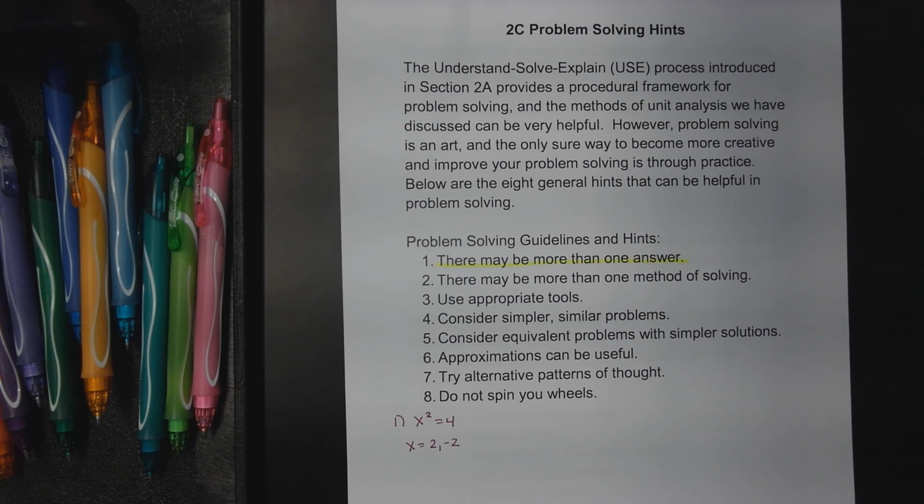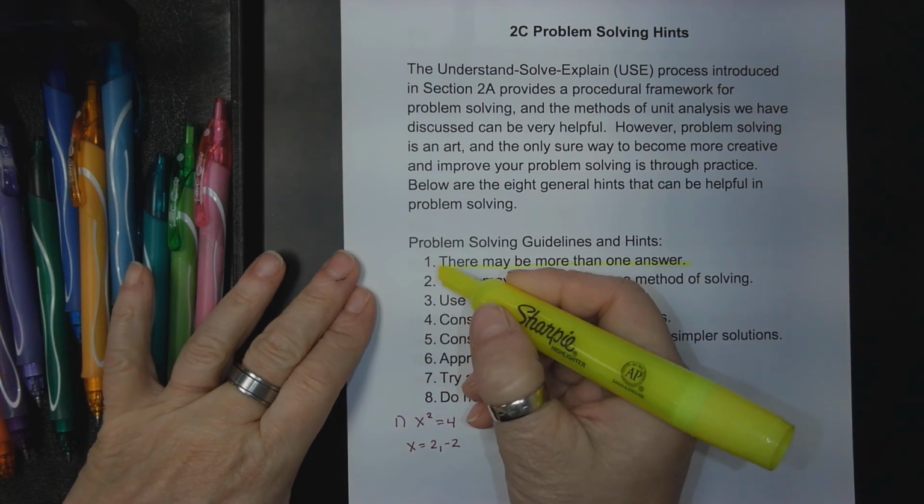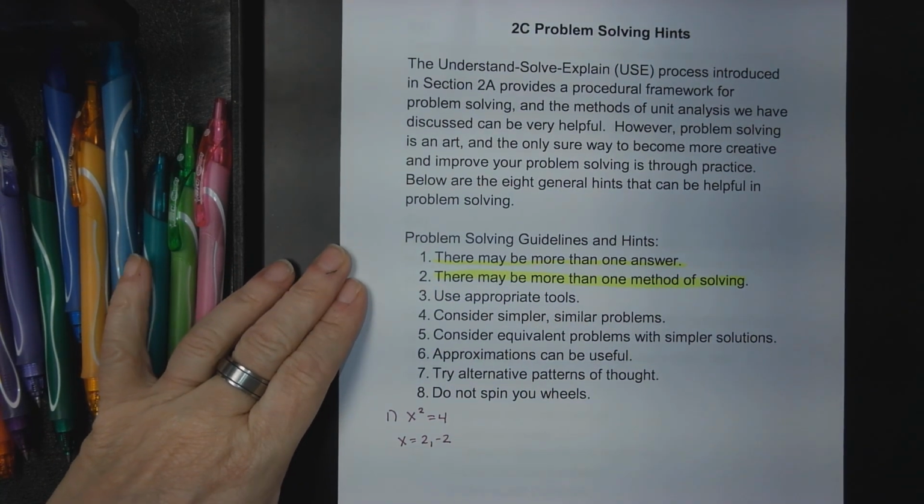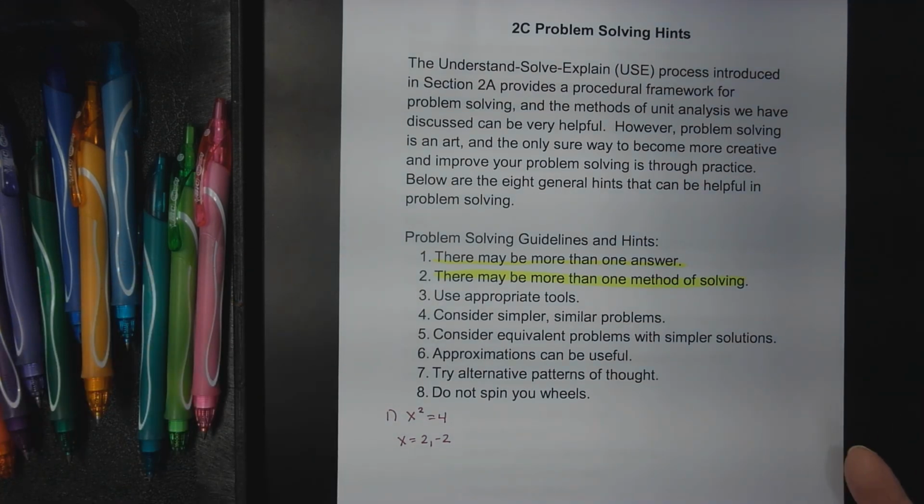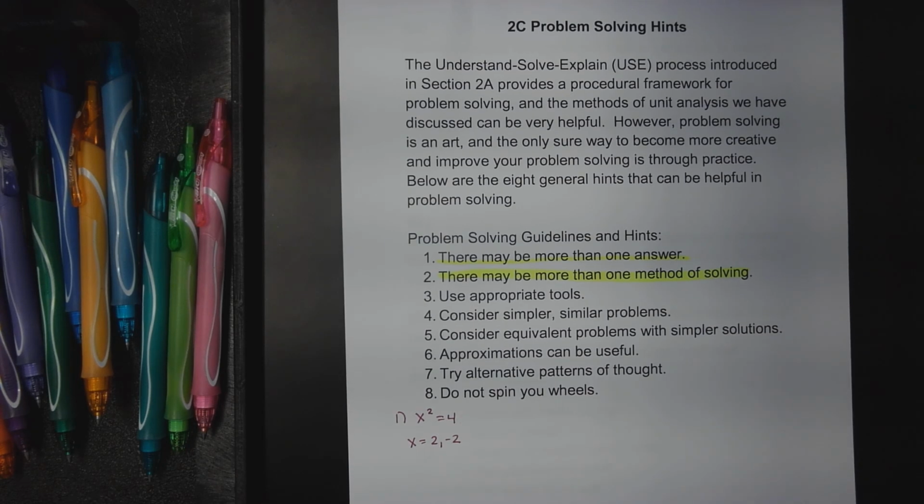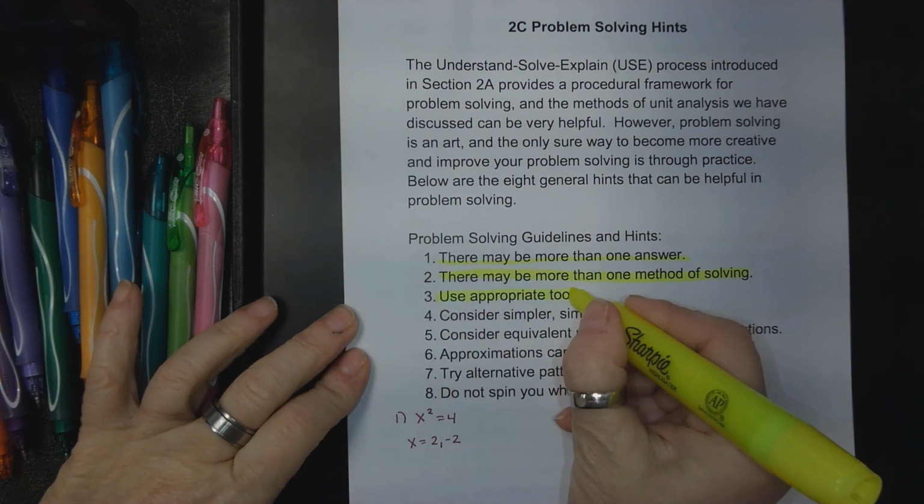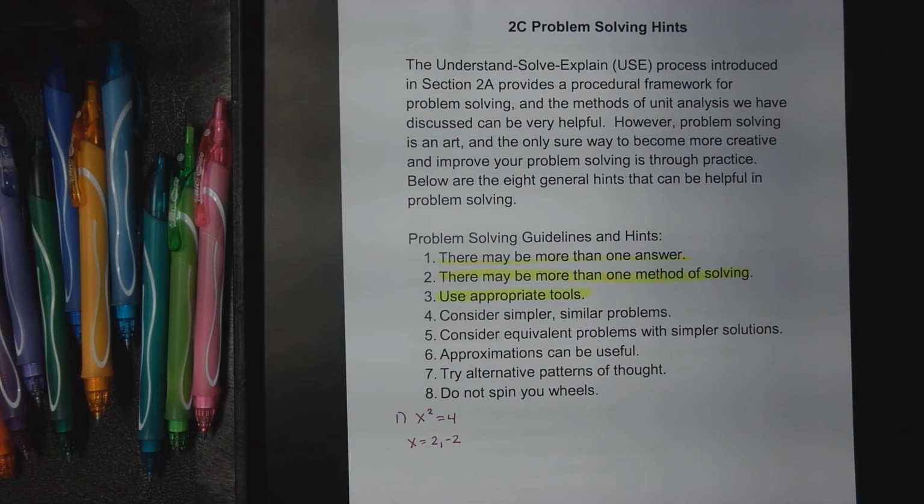There may be more than one method of solving. And this is so true. The way I solve something may not be the way that you solve something, may not be the way that Tyler solves something. That's what's so cool about math, right? There's more than one way to get to the right answer. Use appropriate tools. Appropriate tools for this class? Excel, your calculator. Yeah, that's 2 good examples. Can't come up with another one right now. Kind of put myself in the spot there.